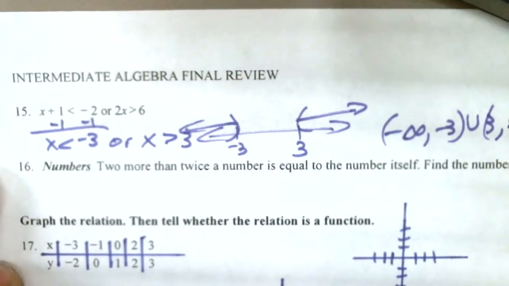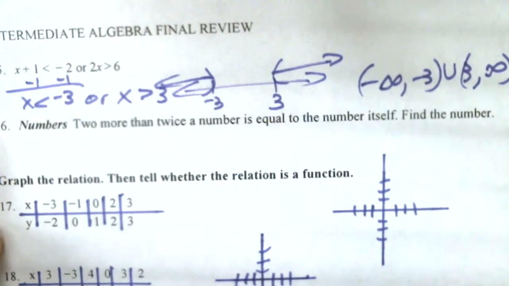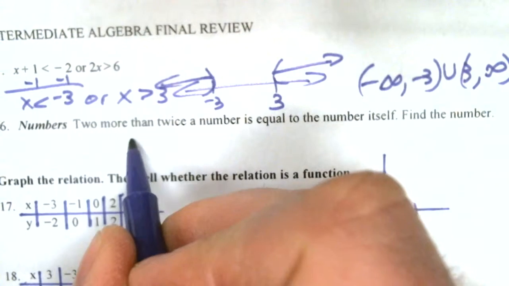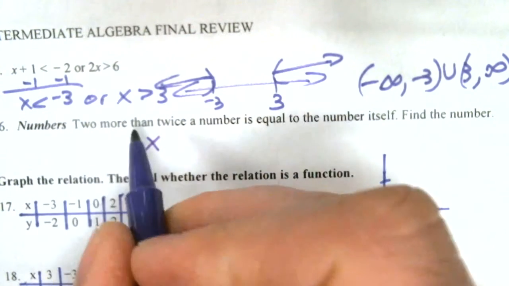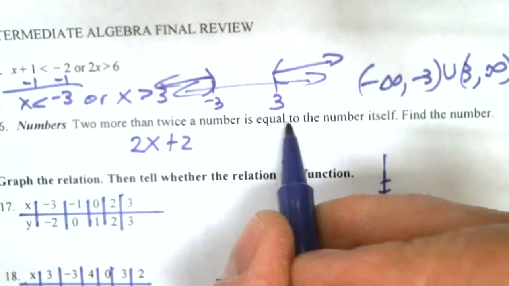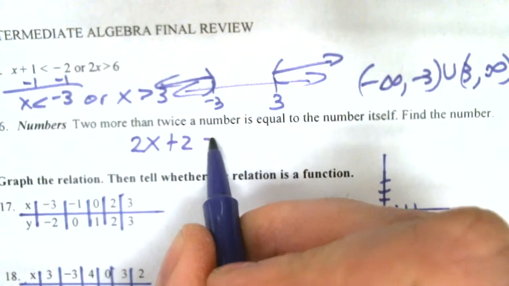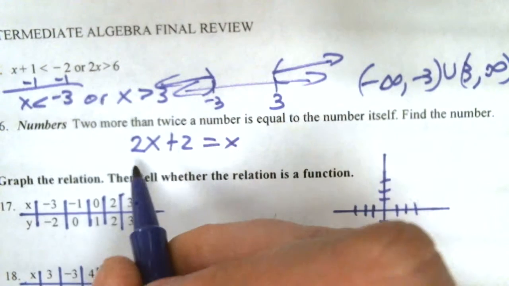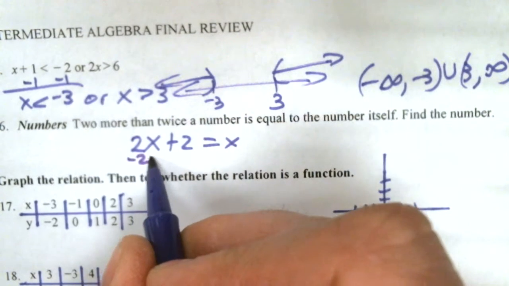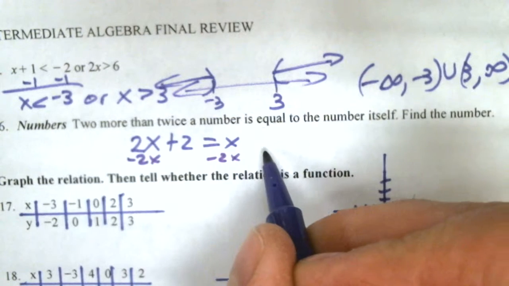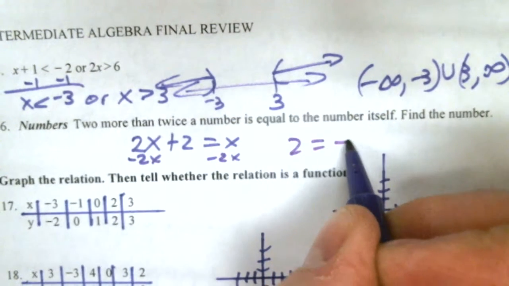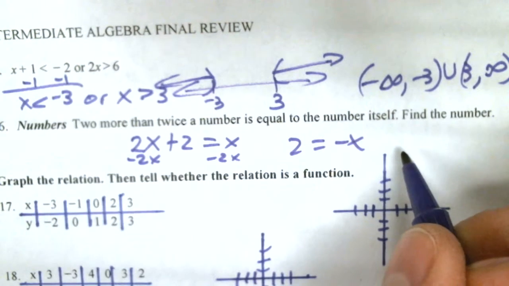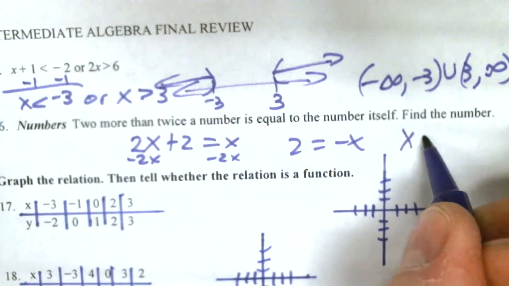Question number 16, it says 2 more than twice the number is equal to the number itself. So 2 more than twice the number, well, twice the number would be 2x. 2 more than that would be plus 2, is equal to itself, x. So if I solve this by subtracting 2x from both sides, I get 2 equals -x, and multiplying both sides by -1 gives me x equals -2.